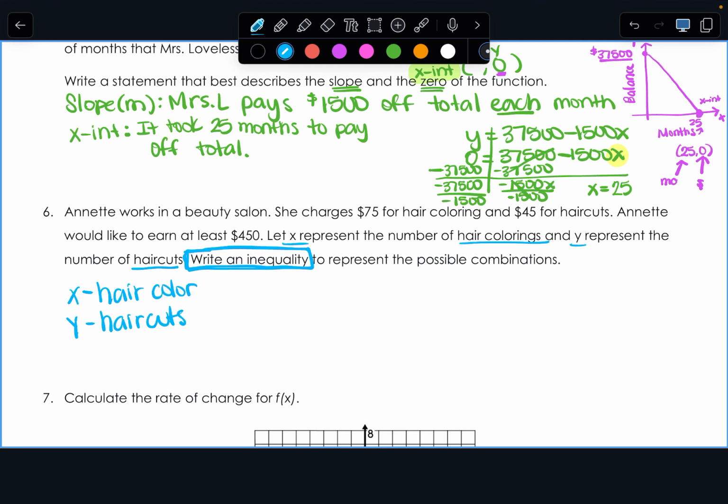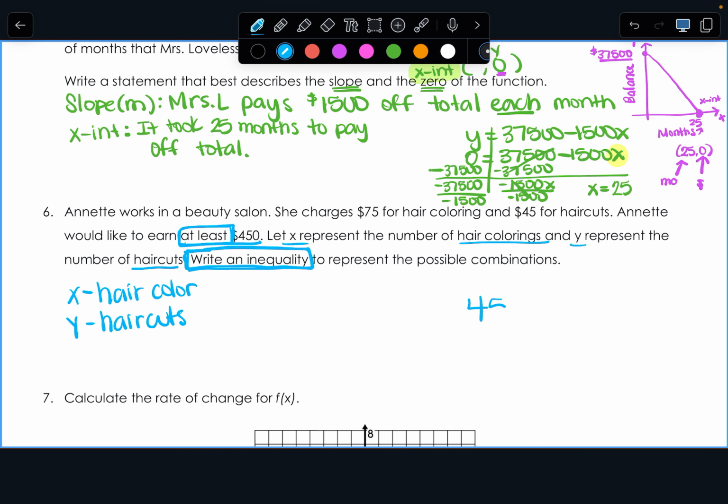When we're writing an inequality, we write it in what form? We have slope intercept, standard, point slope form. Do we have the slope and the y-intercept based off of the information here? No, but we have a total. What does 450 represent? A total. We can put the total where?